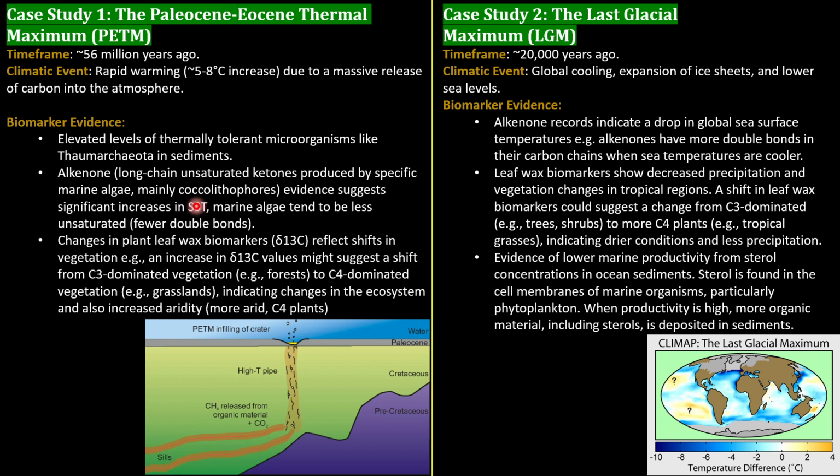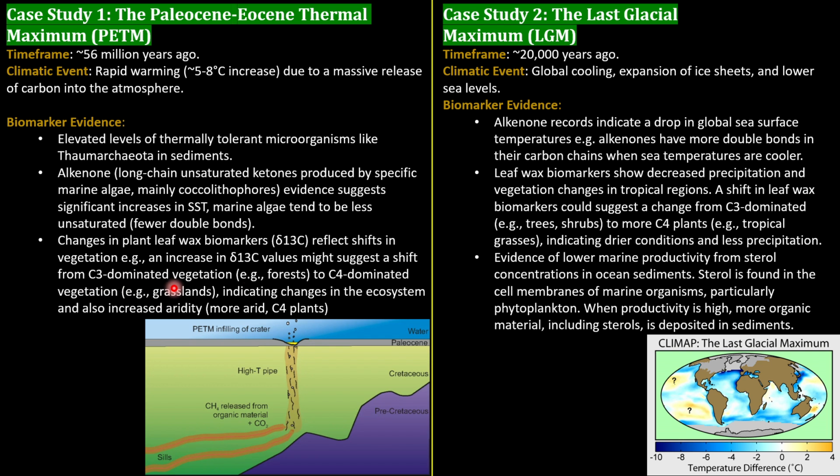Alkenones are mainly from marine algae and also suggest SST, sea surface temperature. For example, if the alkenones have a very long chain, that gives an increase of the SST. If the long chain decreases, it means the double bonds are mostly present, so it gives a low temperature. So in the PETM the double bonds will be fewer, but the long chain will be high because of the high temperature.